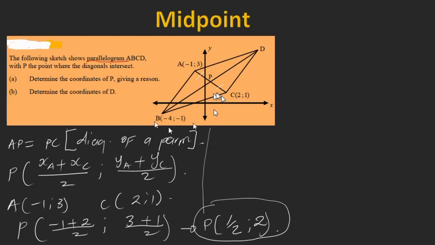Yes, what I was saying, this is a midpoint question. I have coordinate B, I have coordinate P, I have coordinate D. So one thing I know is that the distance BP is equal to the distance PD. Why is this line equal to that line? Diagonals of a parallelogram. So now, which means P is the midpoint, right?